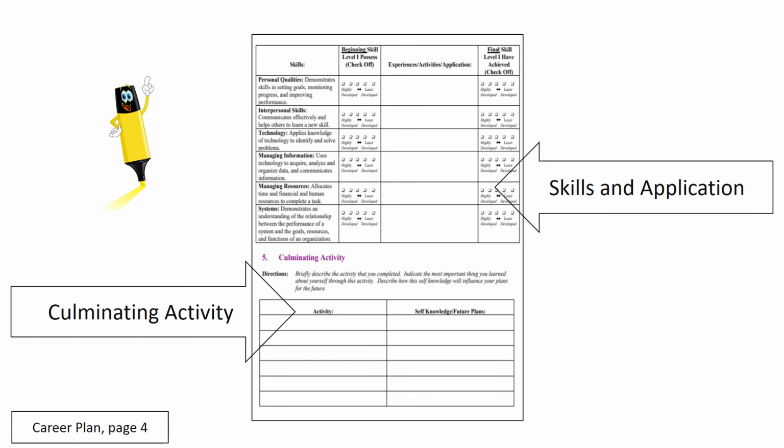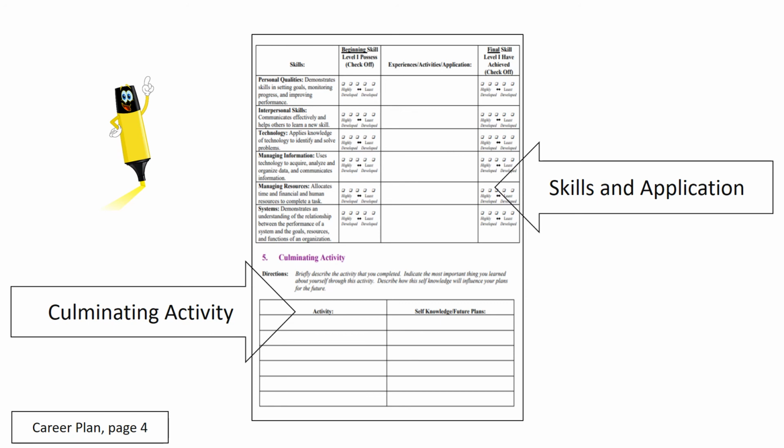Turn to page 4. On this page, you will notice a continuation of the Universal Foundation skills: personal qualities, interpersonal skills, technology, managing information, managing resources, and systems. Each of these areas should be considered as appropriate. Depending on your career interests, some categories will be more relevant than others.